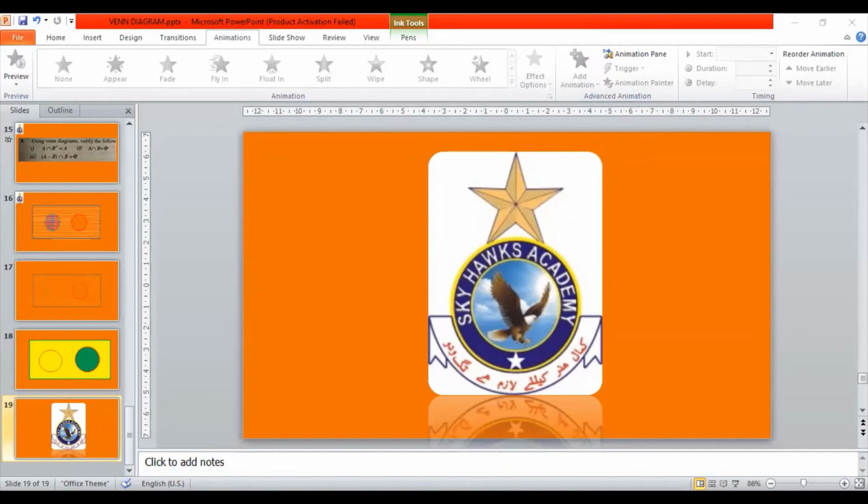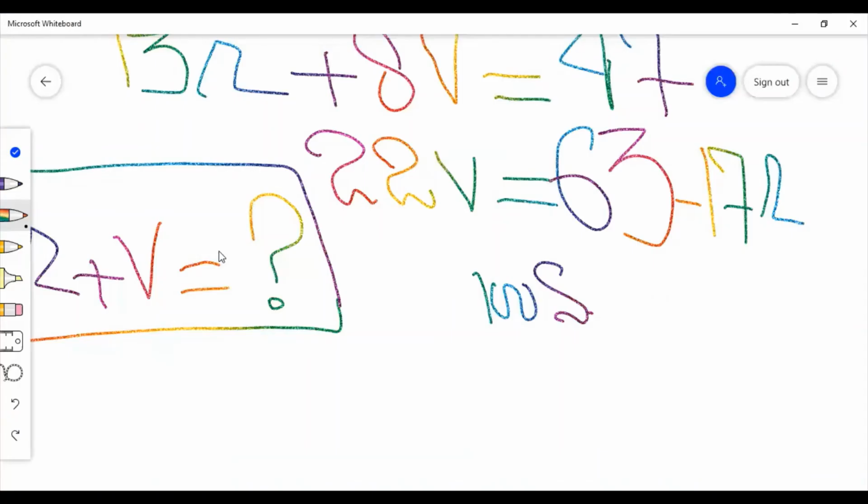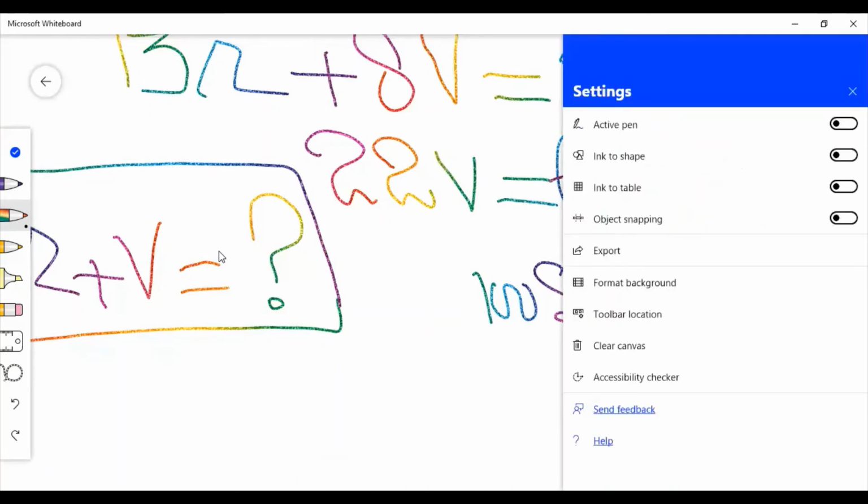So let's see if I'm going to share this one. So let's see how we will share this. The new share is this way. Okay, this one. So let me clear the previous question.